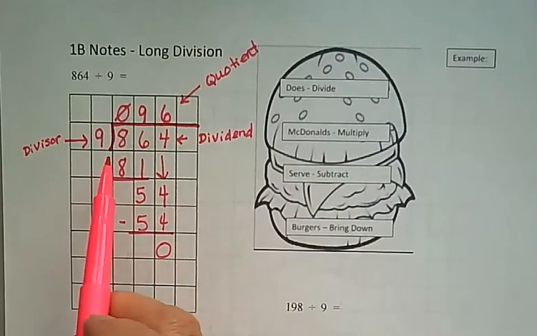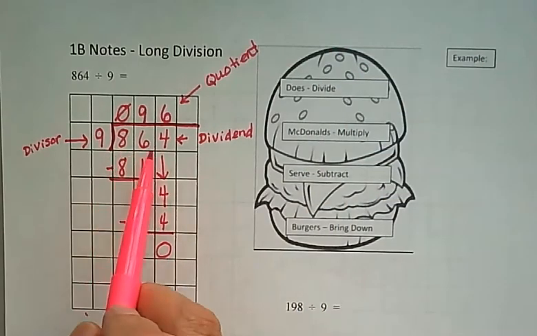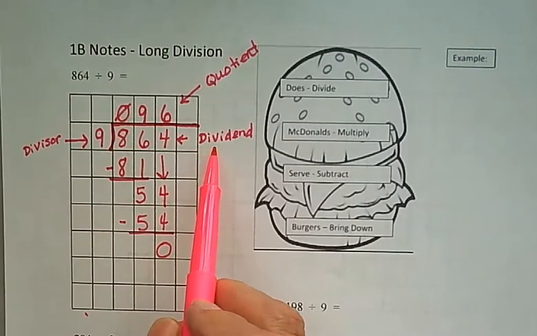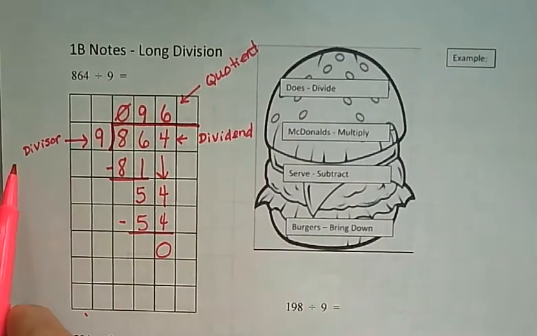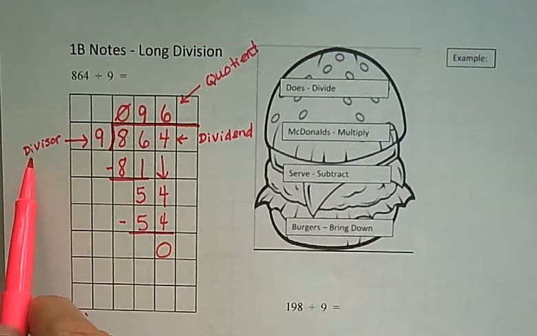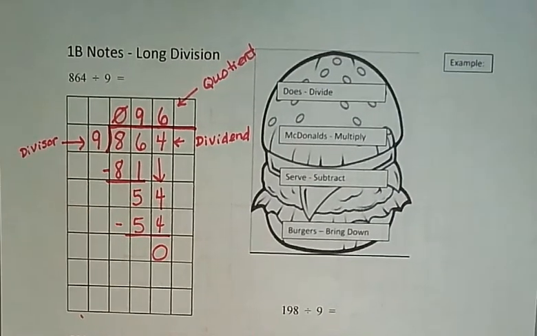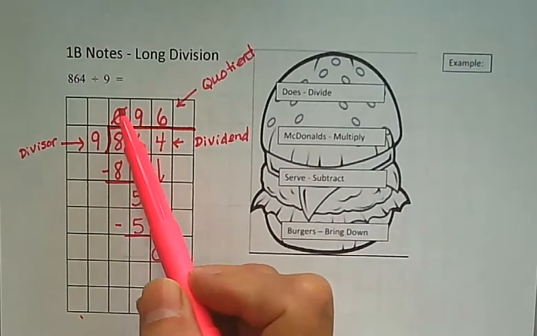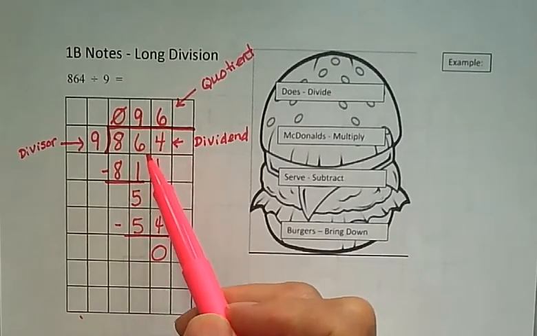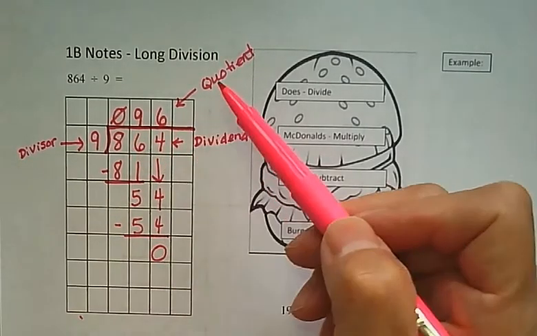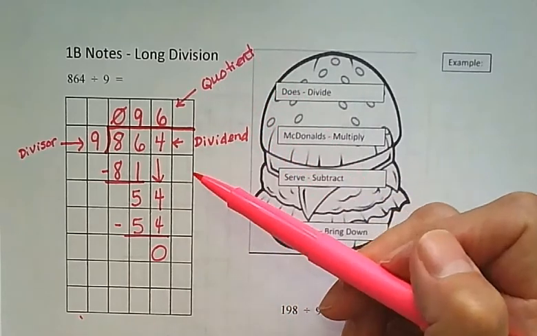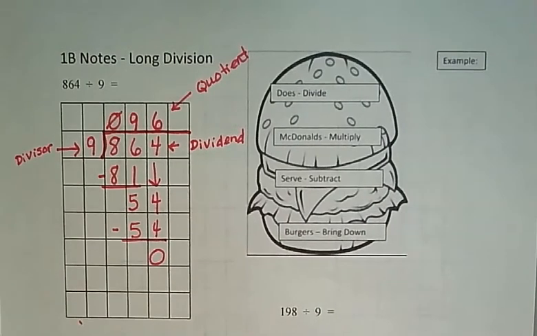So take a minute now and write the 864 inside your division house, and then label it D-I-V-I-D-E-N-D, dividend. And then write the 9 outside your division house and label it D-I-V-I-S-O-R, divisor. And then go ahead and put this 0 here with a slash through it, and I'll explain that in just a minute. And then a 9 above the 6 and a 6 above the 4, and label that quotient, Q-U-O-T-I-E-N-T, quotient.